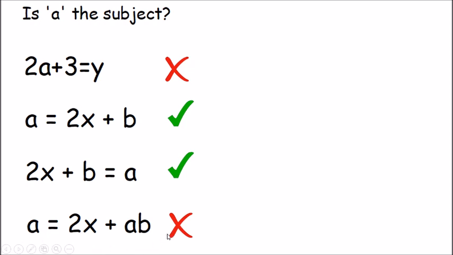So A is not the subject of this equation because, well, yes, we do like the fact that A is on its own, but there's also another A on the right hand side of the equation. So A is not the subject yet. A is only the subject when it's just A equals something and that A is on its own.